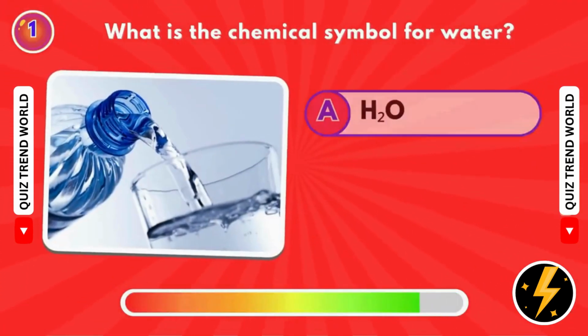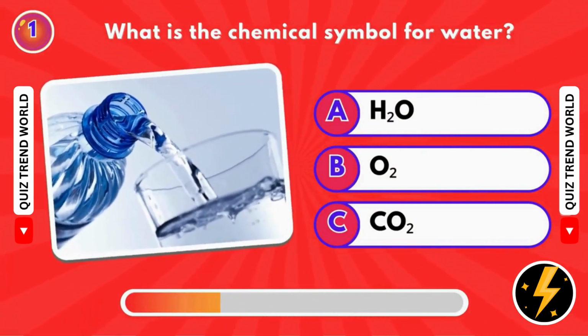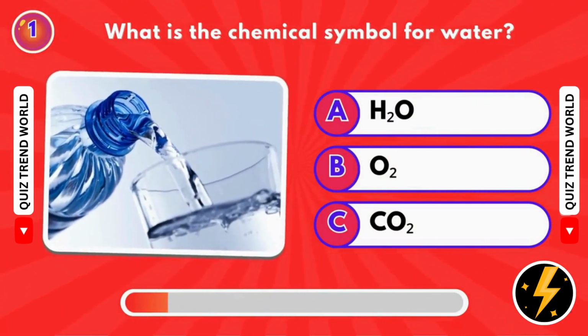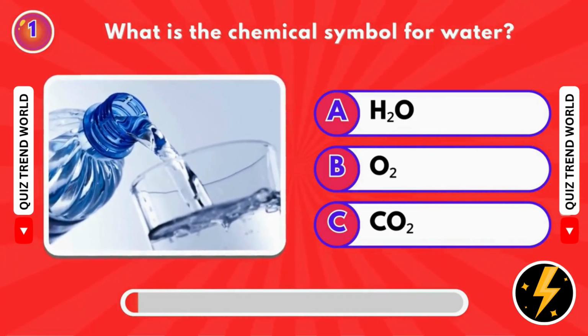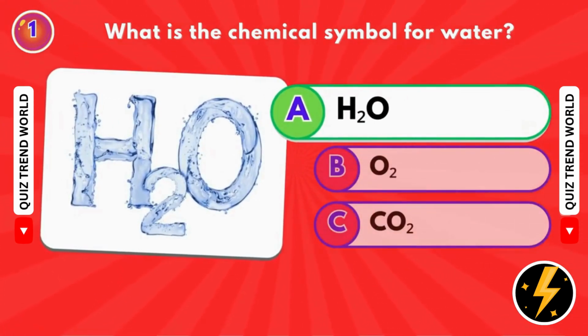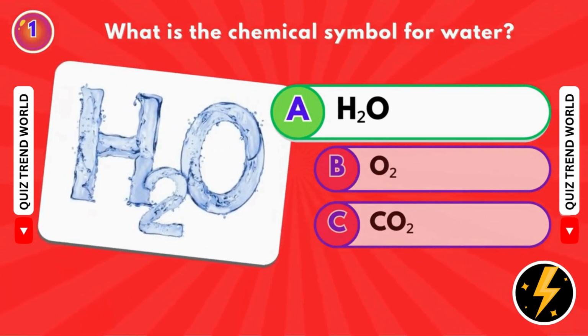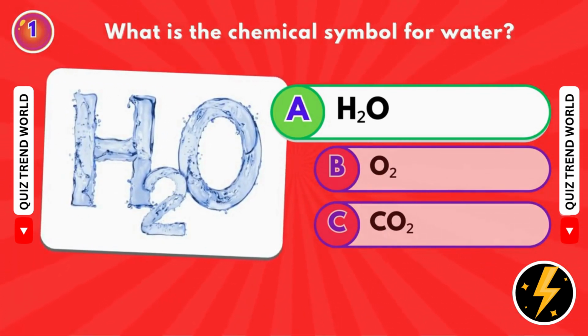What is the chemical symbol for water? H2O, O2, or CO2? H2O. Water is composed of the chemical elements hydrogen and oxygen and exists in gaseous, liquid, and solid states.